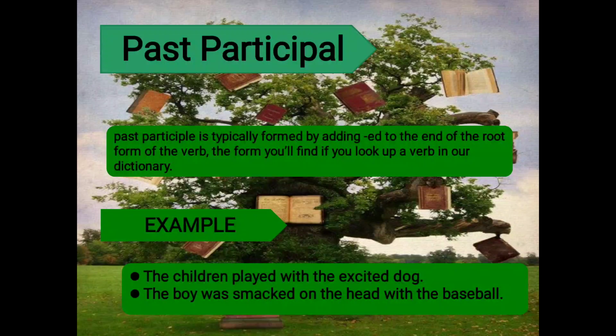Now, past participle. Past participle is typically formed by adding ed to the end of the root form of the verb. The form you will find if you look up a verb in the dictionary. For example, the children played with the excited dog. The boy was smacked on the head with a baseball. Played and smacked is past participle.